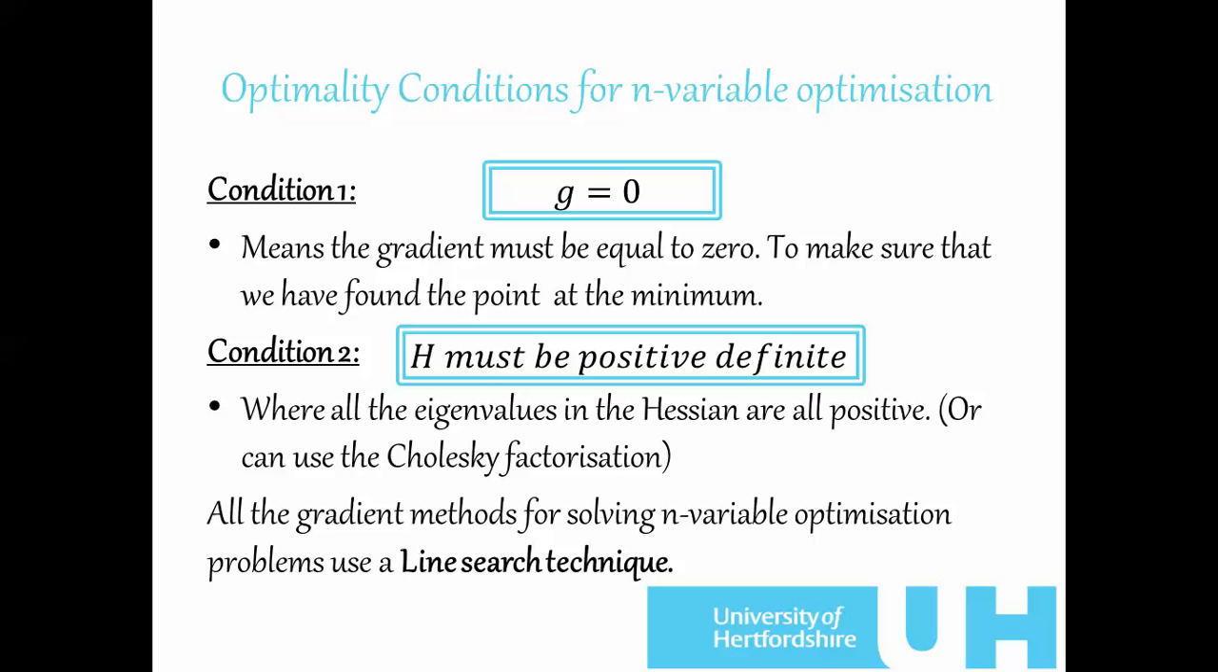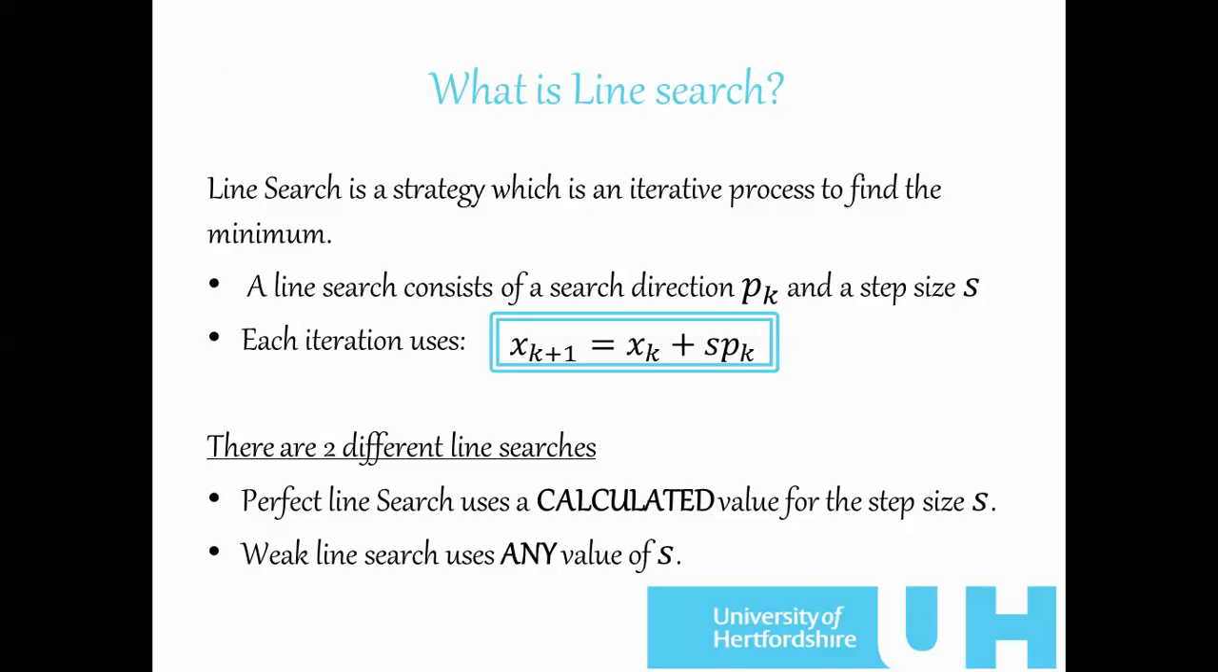All the gradient methods for solving n-variable optimization use a line search technique. Now what is a line search technique? A line search technique is an iterative process to find the minimum. A line search consists of two parts: pk, which is a search direction, and a step size s, and it uses that formula there. There are two different types of line search techniques, known as a perfect line search and a weak line search, where the perfect line search uses a calculated value of s, and a weak line search uses any value of s.